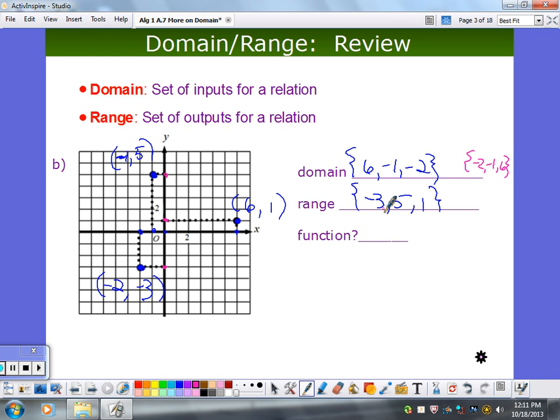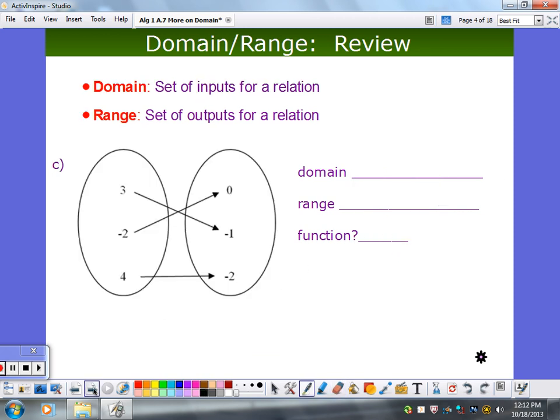Is this a function? Does every input have one and only one output? Sure does. I don't see 6 mapping to anything but 1. Am I right? Now if I had a point here, would it still be a function? No, because then I have a 6 mapping to a negative 2. Then it wouldn't be a function. So if I have one and only one output for each input, I'm good. Get rid of that.